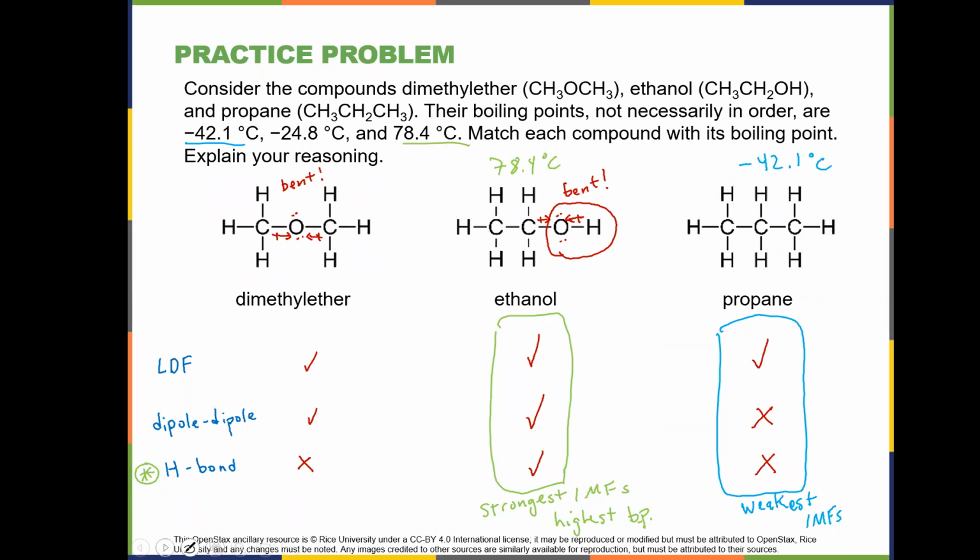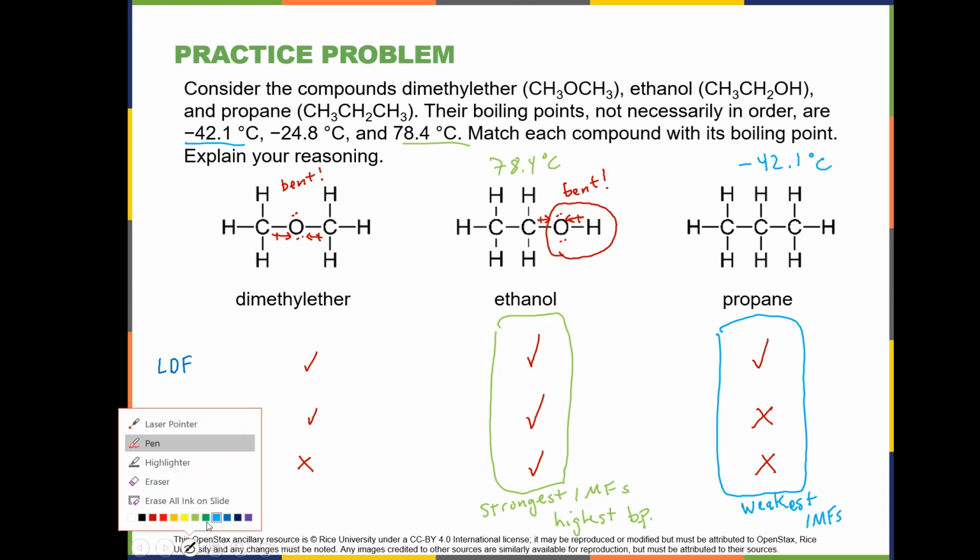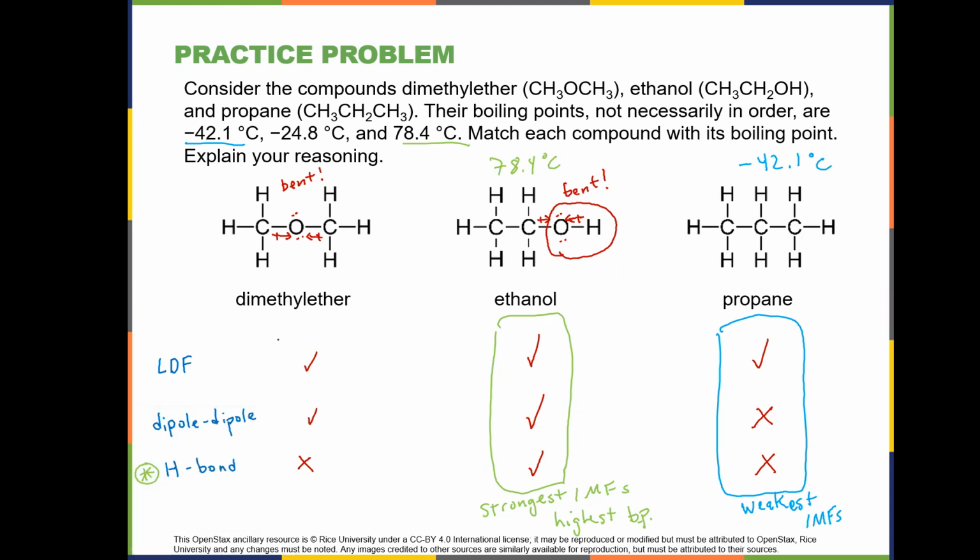And all right, lastly, we have our intermediate intermolecular forces. Dimethyl ether is going to have a boiling point, maybe negative 24.8 degrees Celsius, somewhere in between ethanol and propane. Hopefully this has been a helpful introduction to intermolecular forces. Again, thinking about the relative strength of these forces in order to understand the properties of our substances.